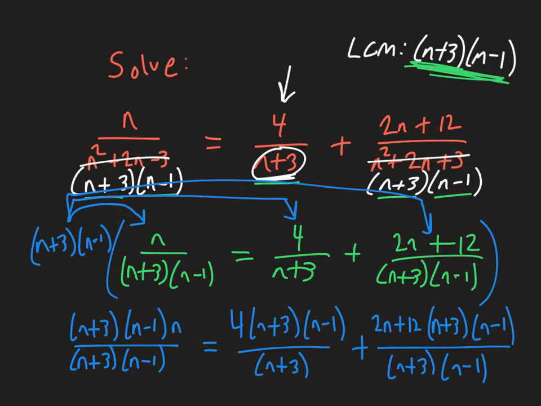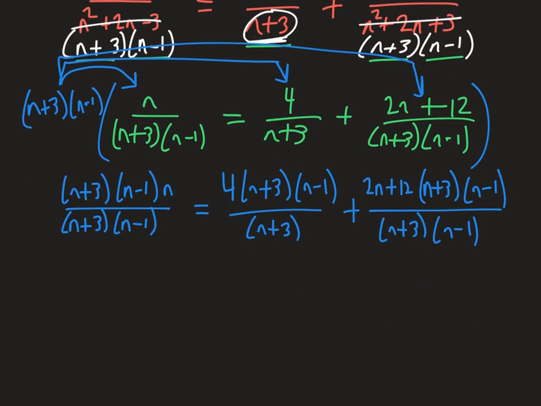Okay, and again, the reason I'm showing it like that is so that it's very clear to us what's going to cancel. Now some of you guys can, again, maybe get to this next step by just looking, you know, this and this is going to cancel that and so on. But I'm just going to do that at this step. So the n plus 3's cancel, the n minus 1's cancel. We're left with just n.